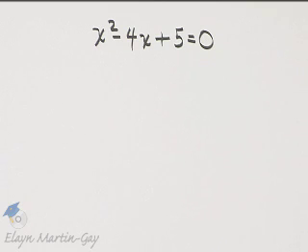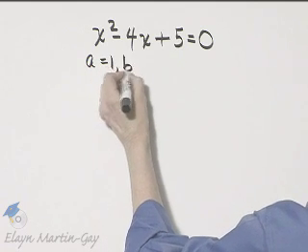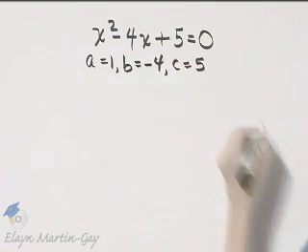How do we solve this quadratic equation? It is written in standard form. Try and factor, but it won't factor using integers. So I'll move on to the quadratic formula. A is 1, B is -4, and C is 5.